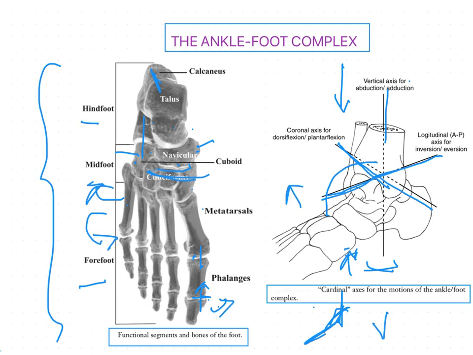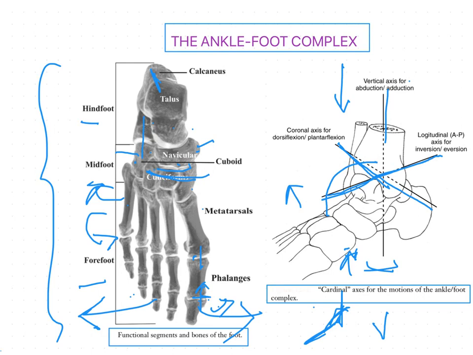Okay. So abduction occurs when the distal aspect of the segment, here the forefoot, moves away from the midline of the body. That means if the segment moves like this, it is called abduction, and when it moves towards the midline, it is called adduction.